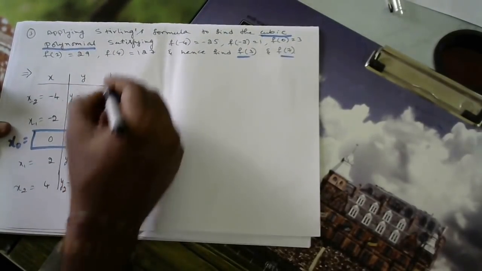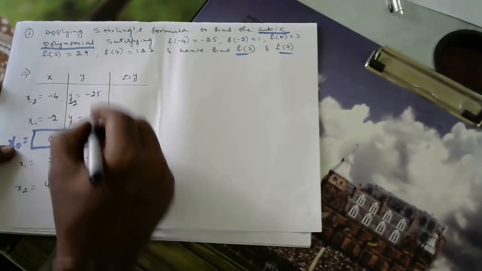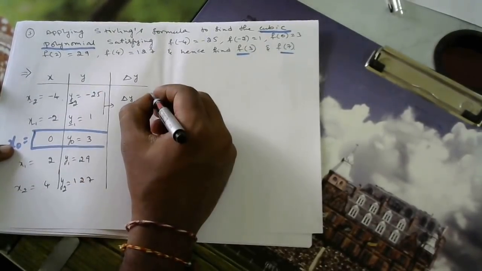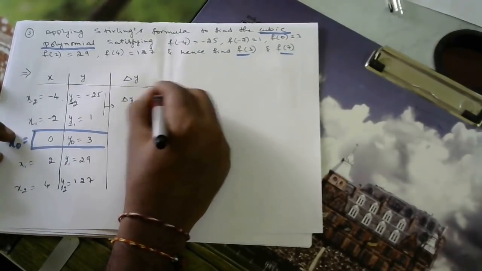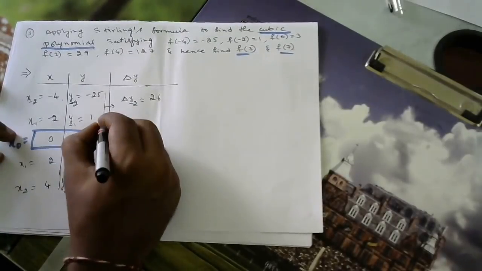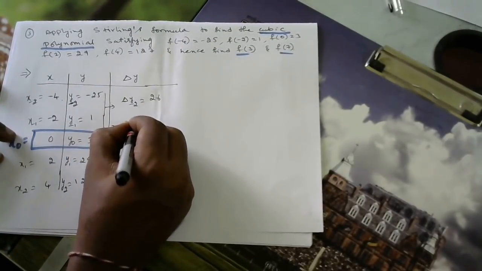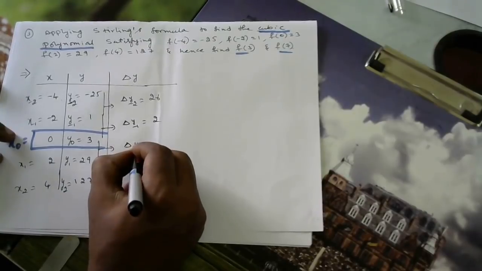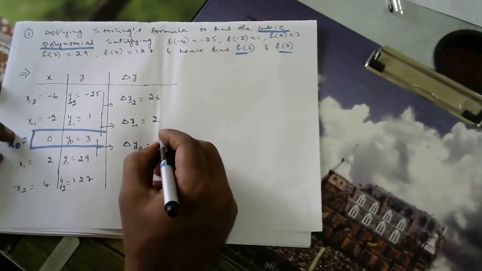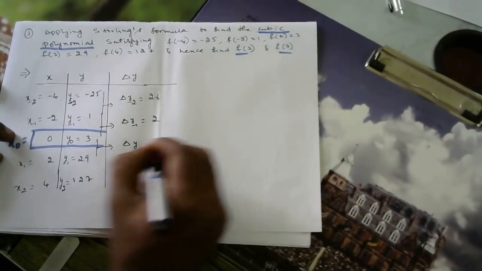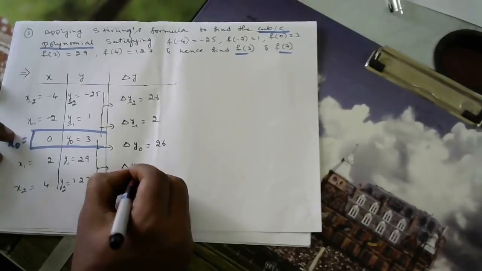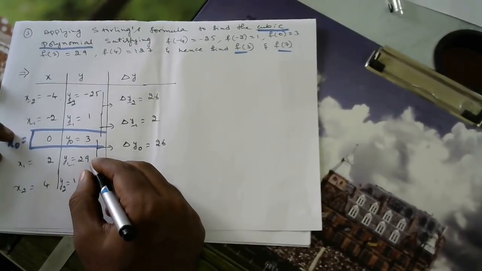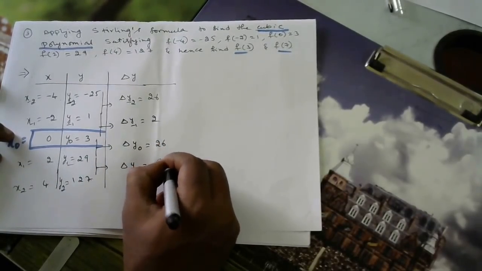So construct the table. Delta y means you take the differences. Delta y suffix minus 2 is 1 minus of minus 25, which is 26. Delta y suffix minus 1 is 3 minus 1, you get 2. Delta y suffix 0 is 29 minus 3, you get 26, and delta y suffix 1 is 127 minus 29, so you get 98.